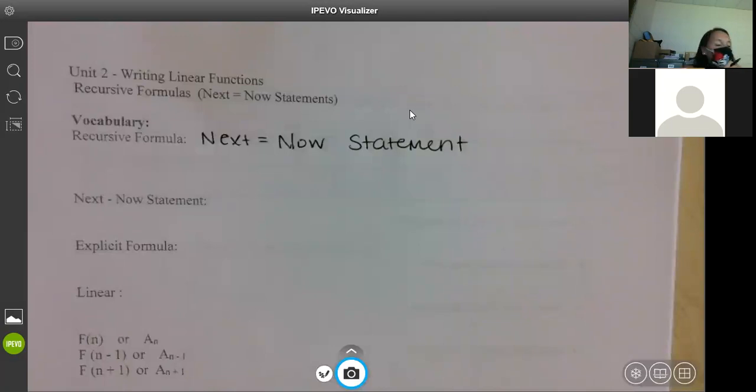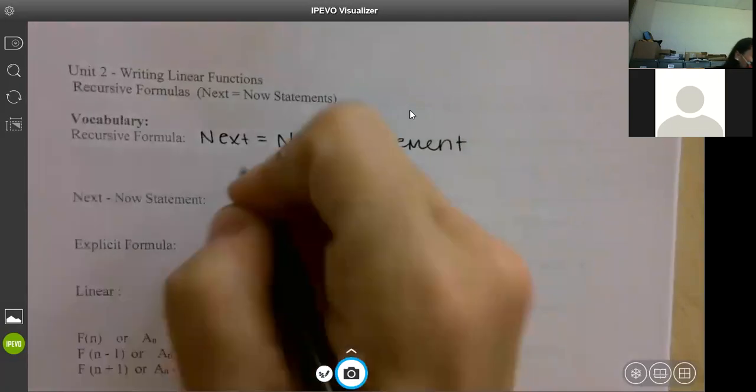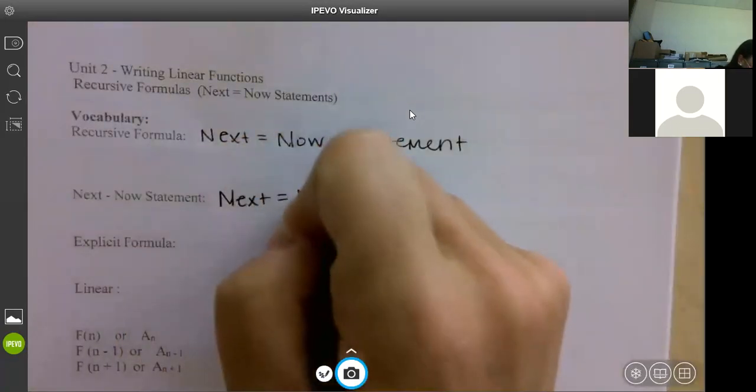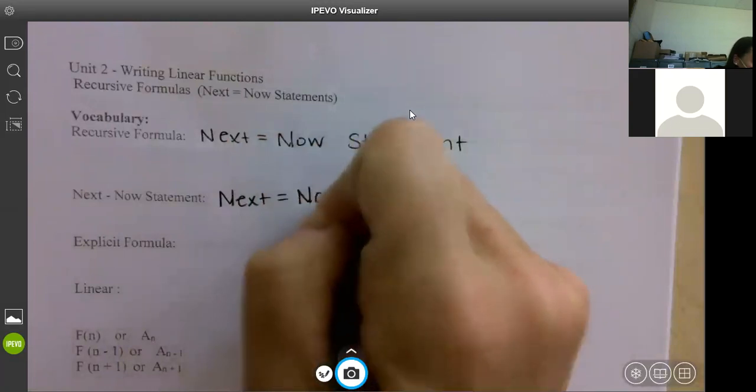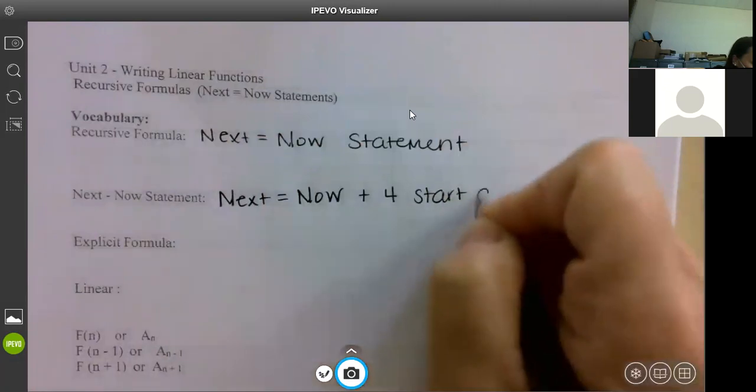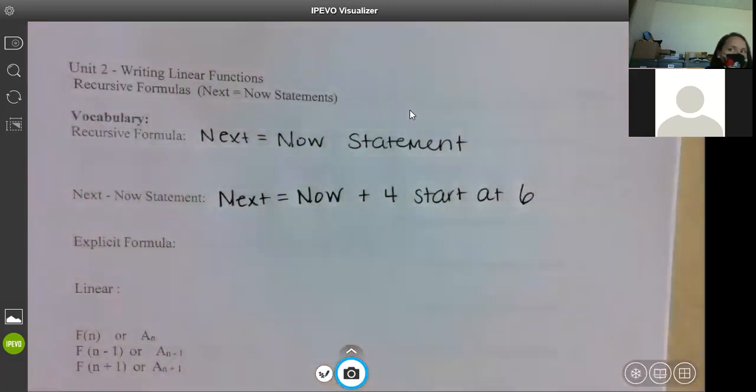All right, sorry guys. So your recursive is the next now statement, and a next now statement is just something that looks like this: next equals now plus 4, start at 6. And we'll explain in just a minute exactly how it works. I'm coming back, don't freak out.